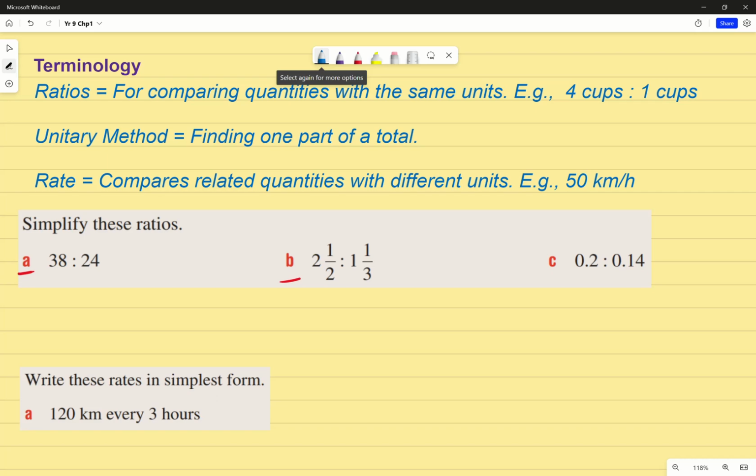So what goes into both 38 and 24? It's just like a fraction. What number goes into both 38 and 24? 2. 38 divided by 2 is 19. 24 divided by 2 is 12. So we're doing the exact same thing we would with fractions.